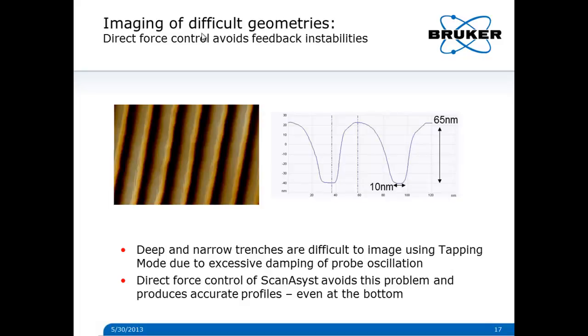Another difficult geometry to work with is this deep, narrow trench. These are difficult to image in tapping mode because there's confined air caught within the bottom of these trenches, and that damps down the probe oscillation. So you end up having high force on top of the feature, and low or maybe not even contacting in the bottom of the feature in tapping mode.